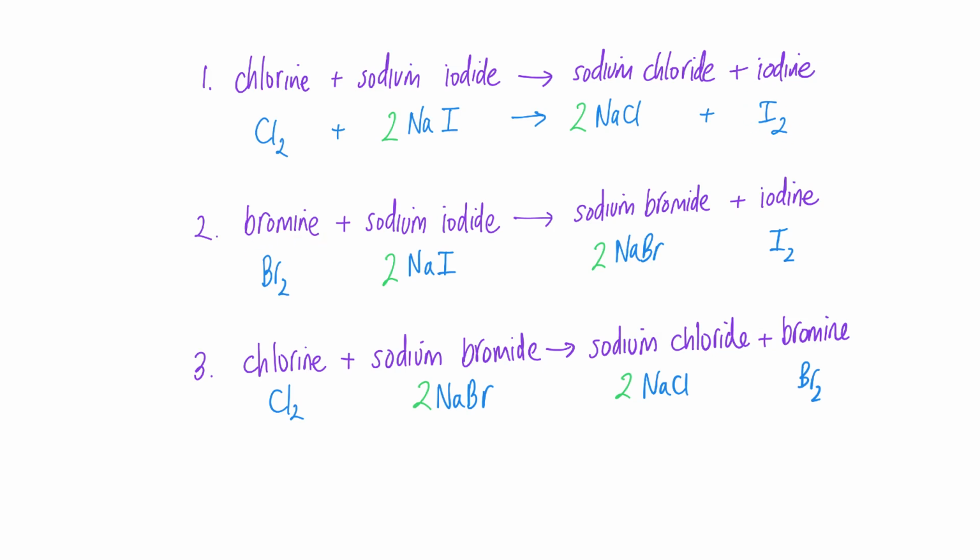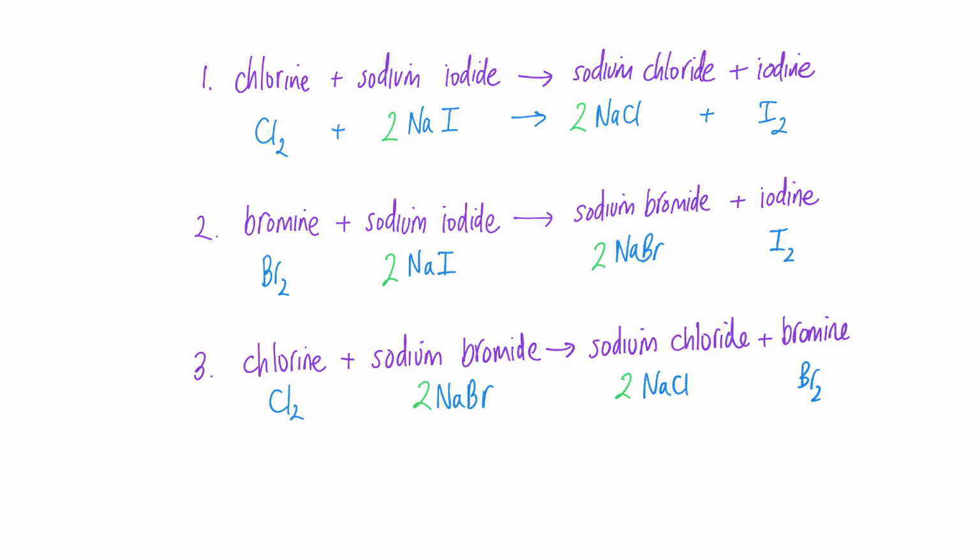Then we have the bromine and sodium iodide. Bromine's more reactive, so it will have displaced our iodine, so we end up with sodium bromide and iodine. Remember to change those endings. So that's Br2 plus 2 NaI gives 2 NaBr and I2. Always make sure you've got an arrow here as well, not an equal sign. It has to be an arrow in all of these cases, okay?